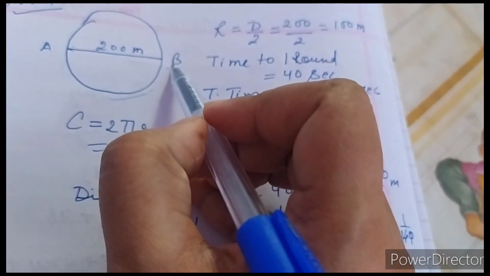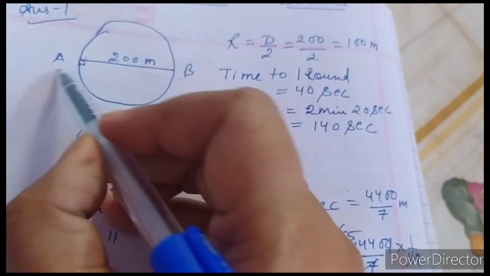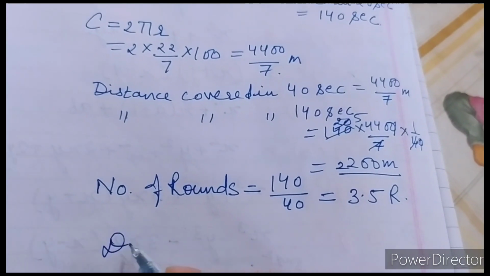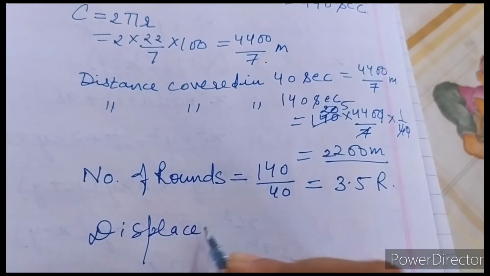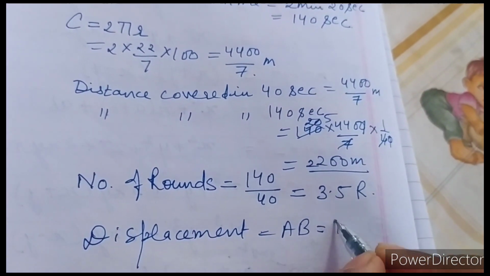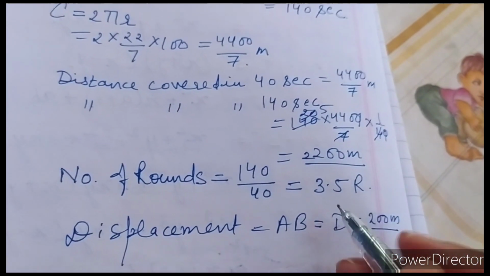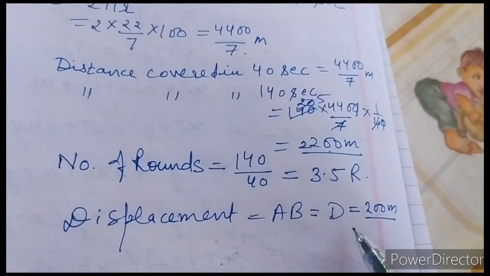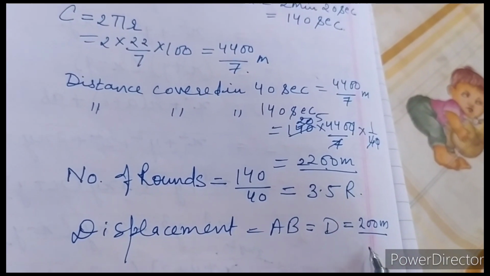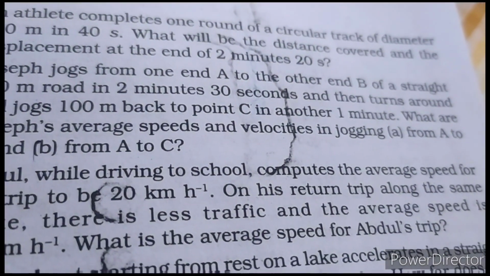So ultimately the final position will be B and the initial position is A. So the displacement is between A and B, and A and B is our diameter. So the displacement will be equal to AB, which is equal to the diameter, and that is in turn equal to 200 meters. So this is our another answer. The distance covered in the given time and the displacement covered in the given time is 2200 meter and 200 meter respectively.